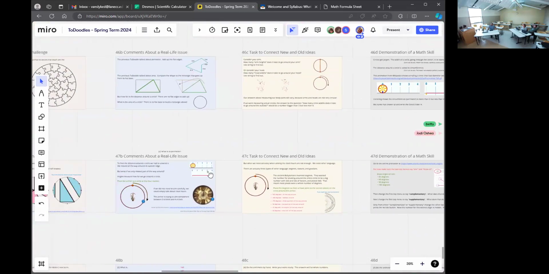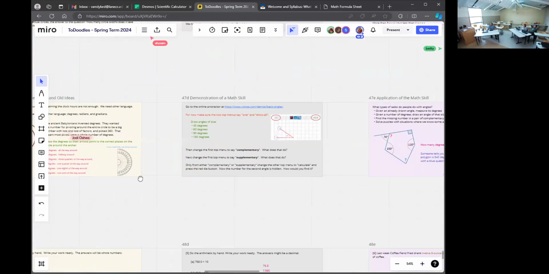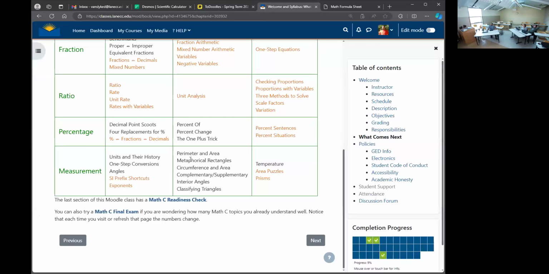And then the last part of geometry is angles. So we're gonna talk about when you turn, how do you measure how much you're turning? So that's what this one is about on the homework.